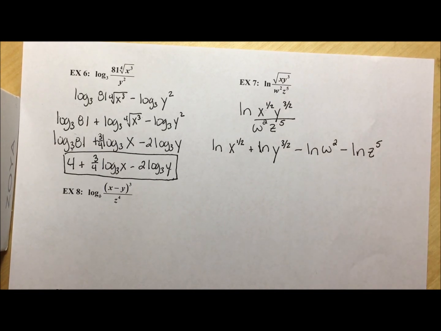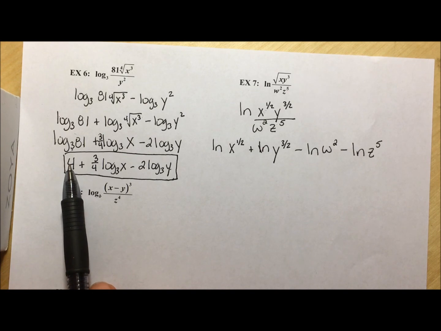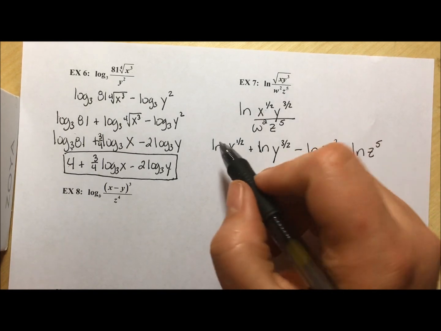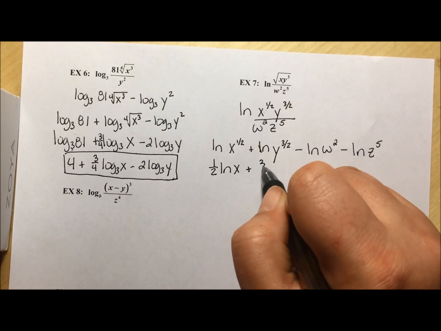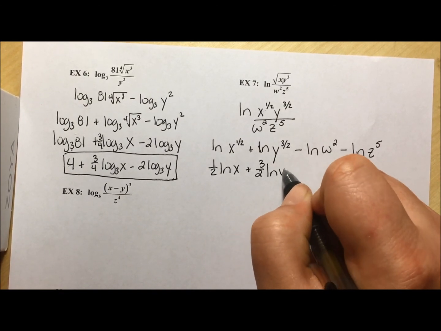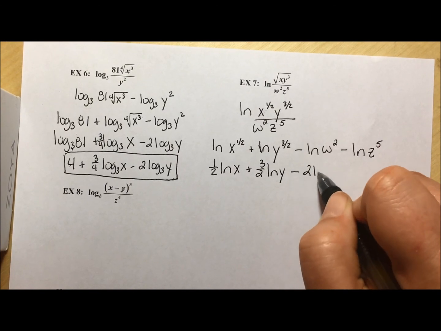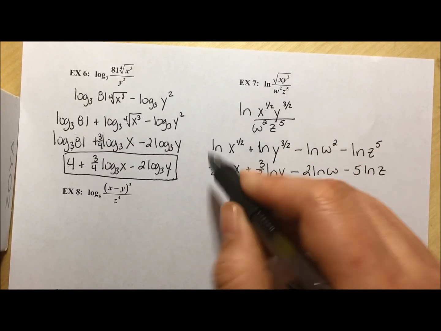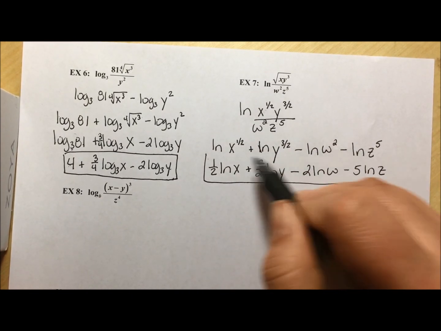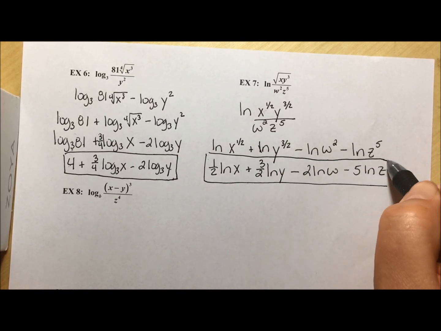Now the last step for these would be to take the powers down as coefficients and then double check if there's anything that I can evaluate, like we did the 81 on this side. Alright, so that's everything. Since all of our inputs are variables, there's nothing to evaluate.